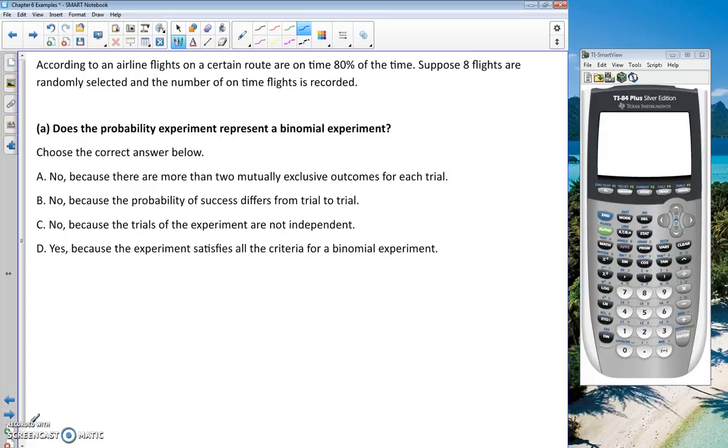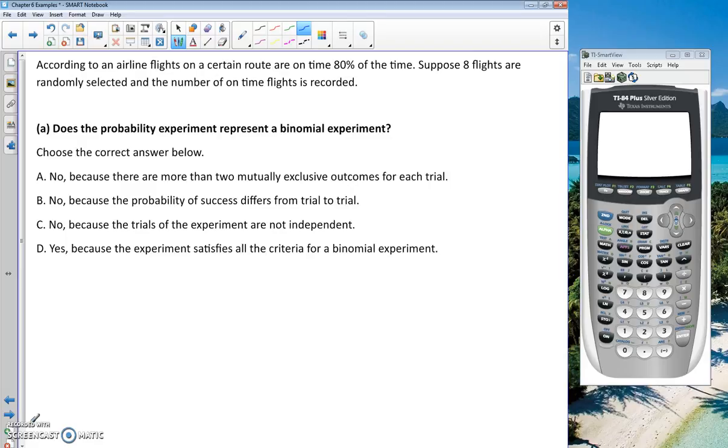So we think binomial, bi means 2. But for binomial, we're checking 4 criteria. So again, we want to go through and check. Do we have a fixed number of trials? In this case, yes, we're talking about 8 trials.